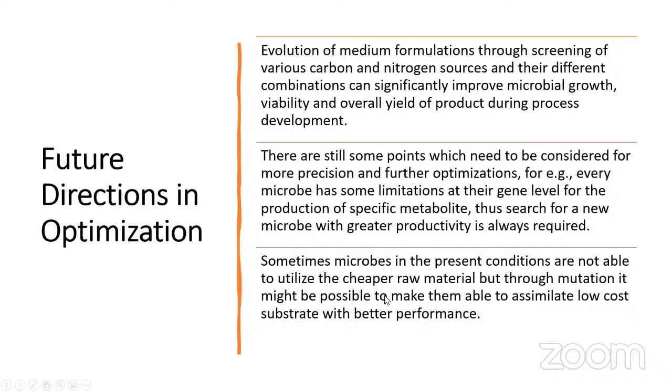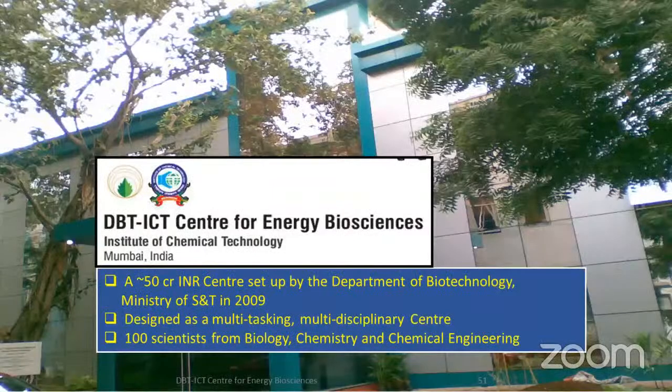Some future perspectives here: you have different formulations that we need to work on, and therefore carbon and nitrogen sources always need to be researched. There is precision that is needed, and in the present condition, sometimes microbes cannot use cheaper sources, but you need to adapt them and tune them through mutation to assimilate low-cost substrates with better performance. So with that, I close my session.